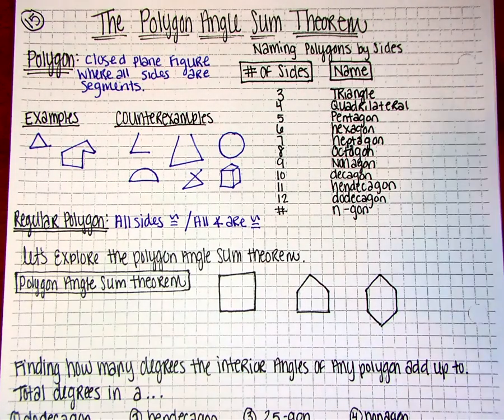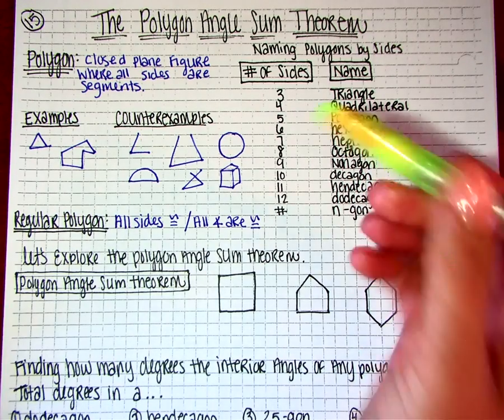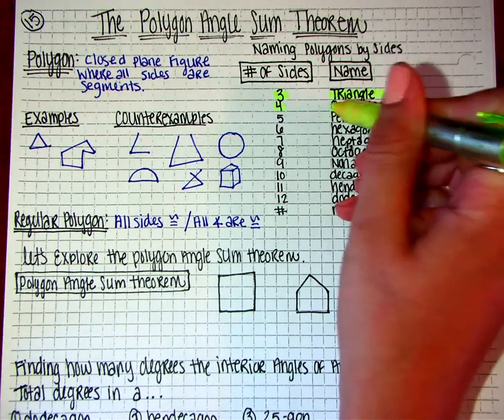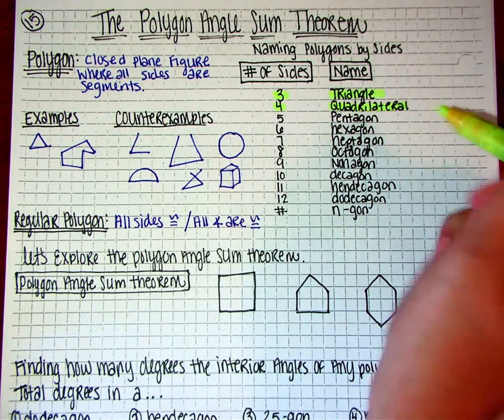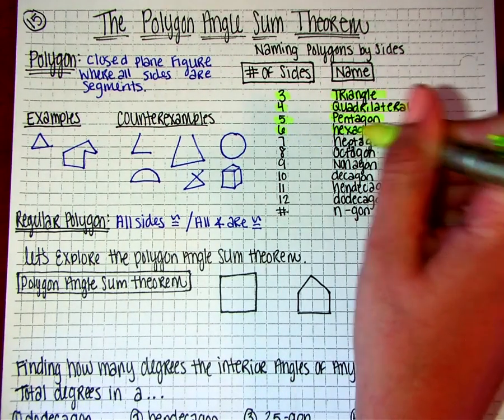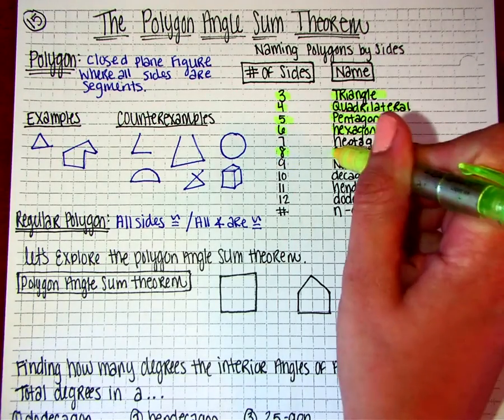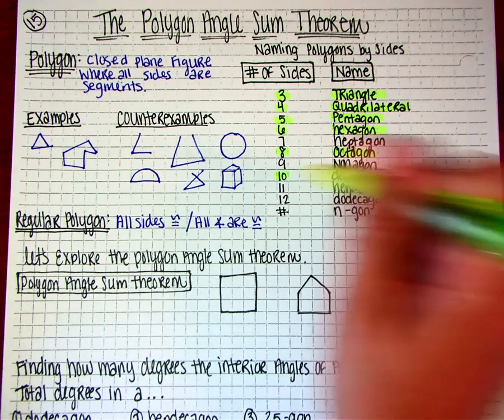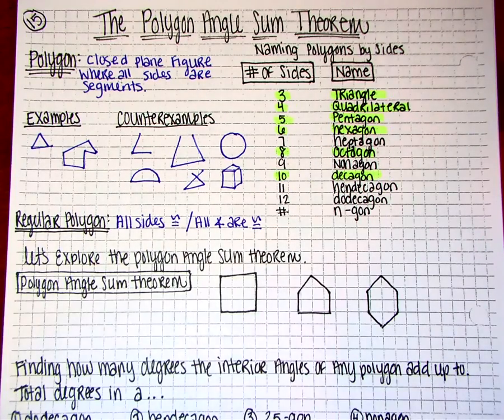Now, some important things that we want to make sure that we know: the names of figures. When it comes to shapes, you have to know their names. The most common ones that the ACT expects you to know: a three-sided figure is a triangle. Four-sided is a quadrilateral. 5 is pentagon. 6 is hexagon. 7 sides is heptagon. They expect you to know octagon, which is 8. Nonagon is 9. And then a decagon is 10. 11 is a hendecagon, and 12 is a dodecagon.